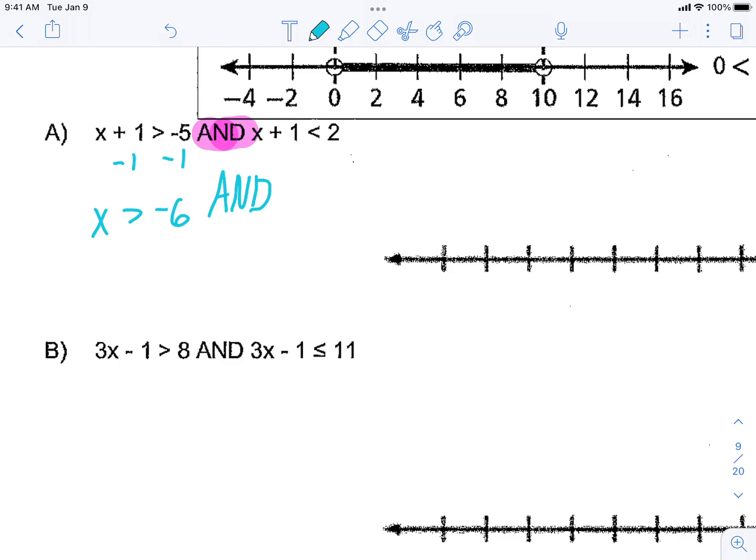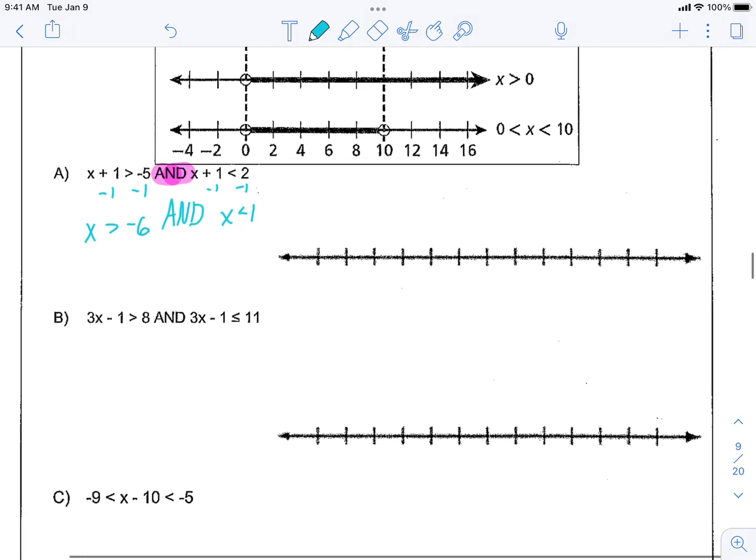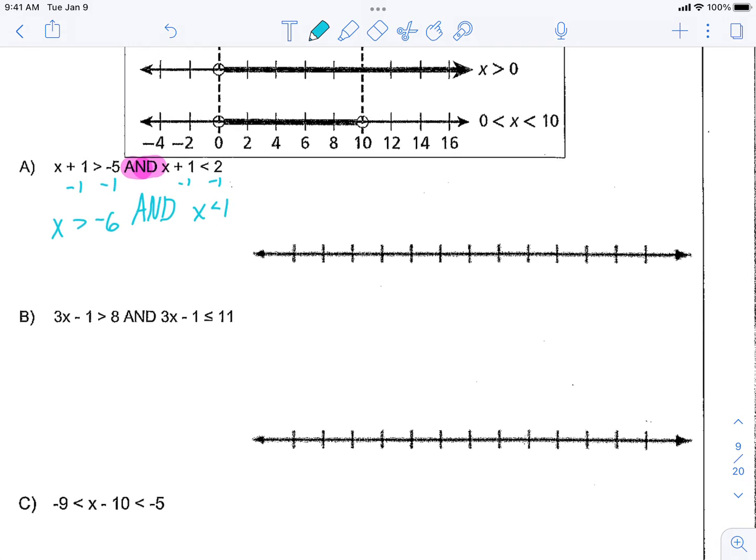As the problems get harder, they'll take longer to solve. It won't just be subtracting 1. So we want to bring that down, and on the right side, we'll subtract 1. Those are the answers we get. Now watch what happens when we graph this. If my 0 is here, and that's my 1, -6 would be here. We'll just worry about one at a time. So x is greater than -6: open circle, going to the right.